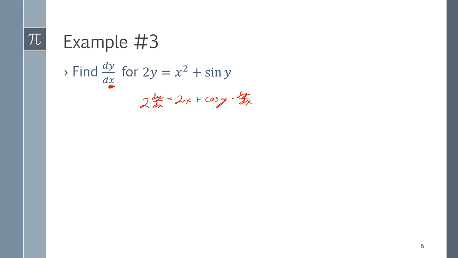But now I need to isolate dy/dx because I'm specifically told to find dy/dx. So to do this, I'm going to subtract cosine y dy/dx from each side. So I have 2 dy/dx minus the cosine of y times dy/dx equals 2x. I can now factor dy/dx out of the left side.